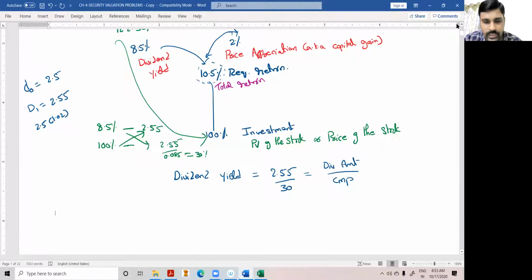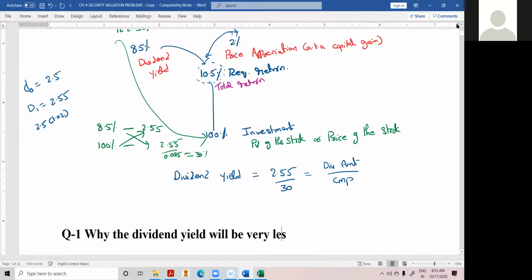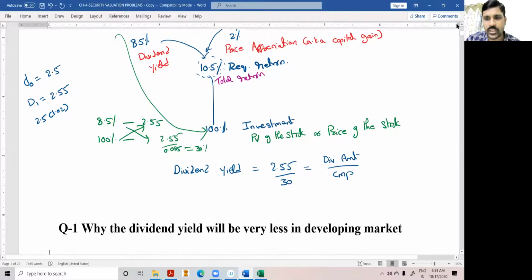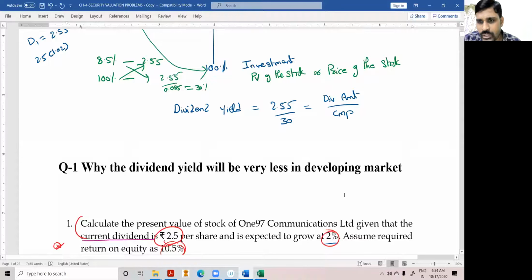Why will dividend yield be less in countries like India? What is our question? Why will the dividend yield be very less in developing markets, emerging or frontier markets? You should not even say developing, you should say emerging. Okay, emerging markets. Why will the dividend yield be very less in the emerging market?